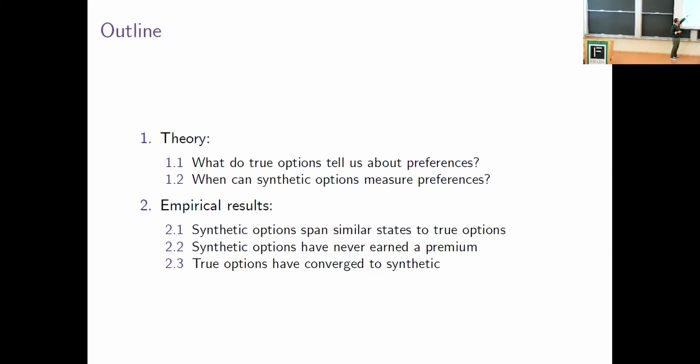So I'll show you one: the Black-Scholes replication economically works surprisingly well, I think better than we understood. Two, the synthetic options, so these replicated options, have really never earned a premium. They've always appeared to be well priced by the CAPM, so they've never really had an alpha. Three, the true options used to have an alpha. There was a big alpha until, say, the early 2000s, and since then it's been essentially gone, and their average returns have converged to the returns that we see on the synthetic options.